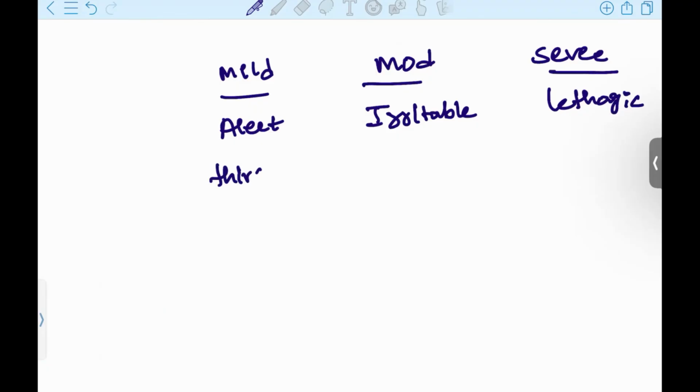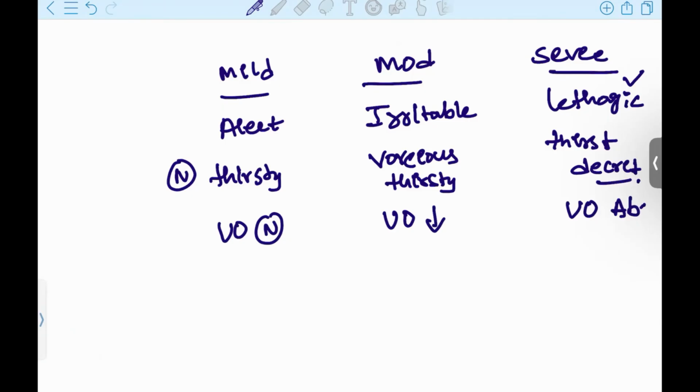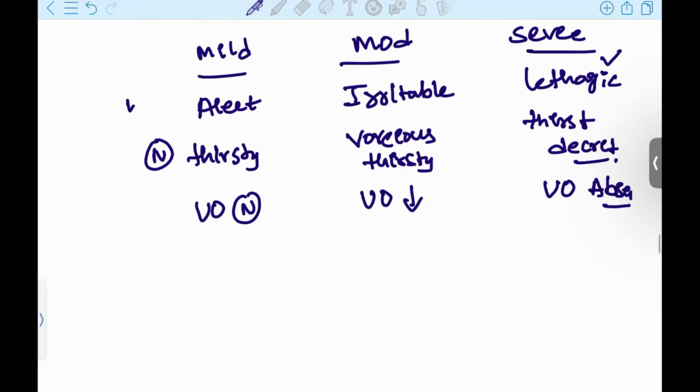Coming to thirst, in mild dehydration the baby is normal; as usual, if you give water, they can drink. Moderate patients are voracious, meaning they are very thirsty and need water immediately. In severe patients, thirst is not present, it is decreased. Even if you give fluids to this lethargic patient, there is a high risk of aspiration. Urine output is normal, then decreased, then absent. Okay, one of the following. If you find any of these things, that could be considered, depending on the category of dehydration. What is the treatment?